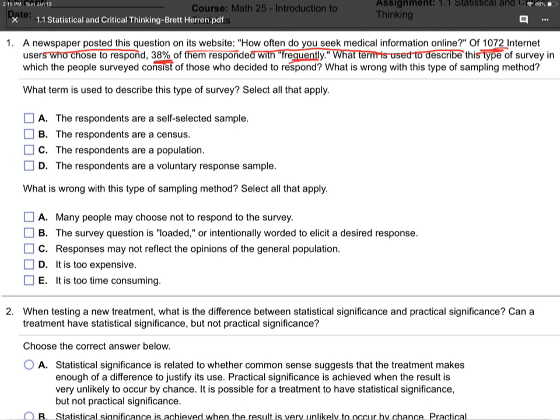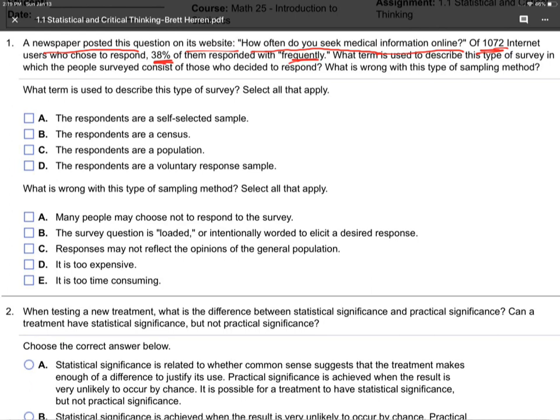So what term is used to describe this type of survey? All right, so here come our options. So you get the idea, right? On a newspaper's website, they asked, how often do you seek medical information online? 1,072 internet users who chose to respond, 38% said frequently. All right, here we go. What term is used to describe this kind of survey?